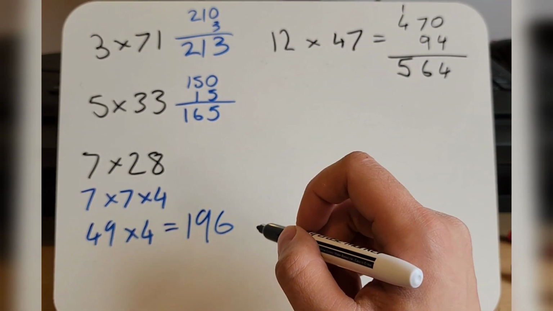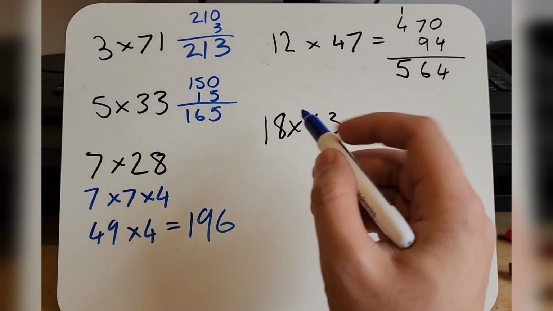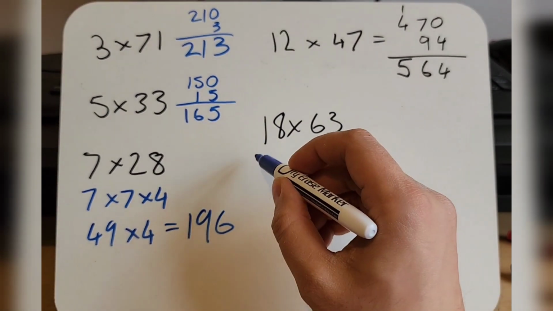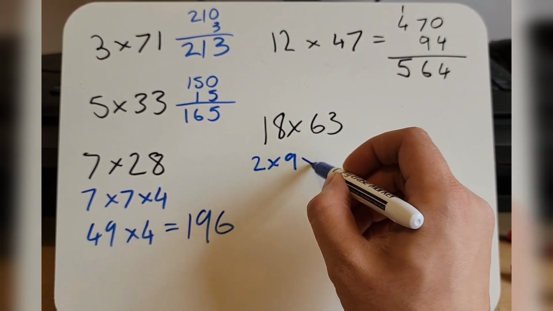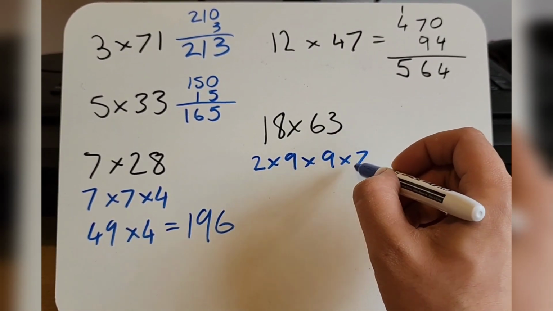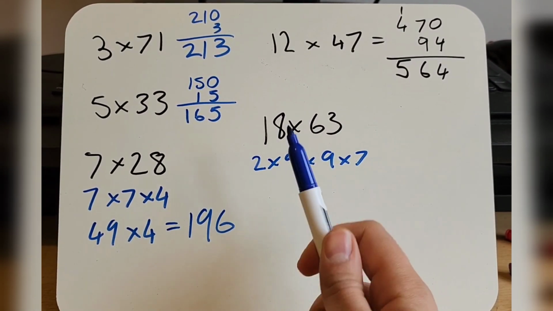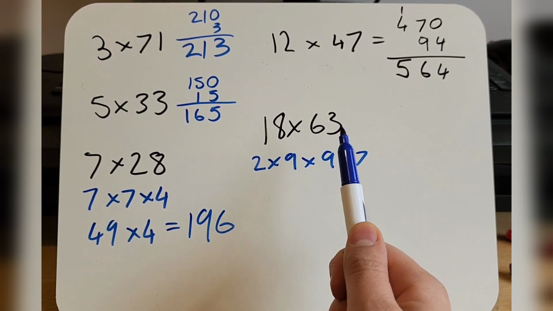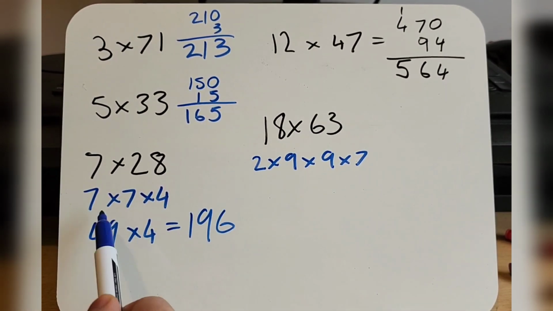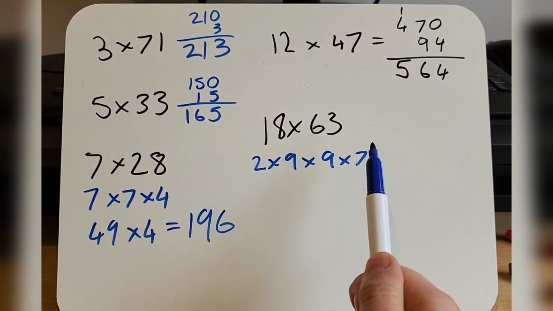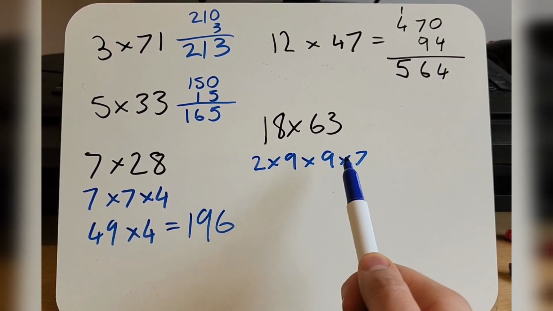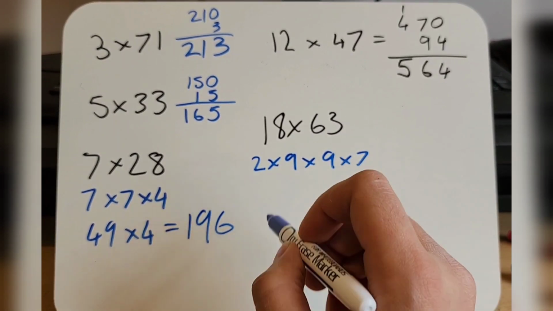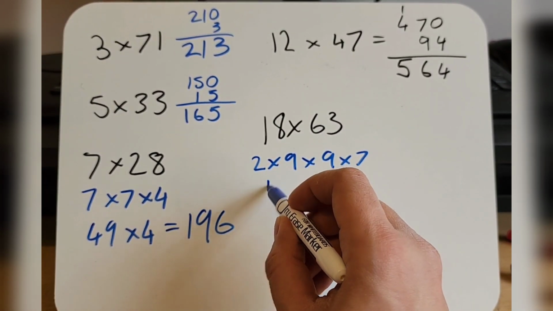Next one, let's have a look at this. I also went ahead and broke this down. 18 times 63 became 2 times 9 times 9 times 7. Reason being is one of the first things I saw was that this is in the 9 times table and this is in the 9 times table. I quite like to do this, as you can see here, with 7 times 7. I like to break down in factors, especially when there are squared numbers involved. So 9 times 9 is 81. Let's double that, 162.